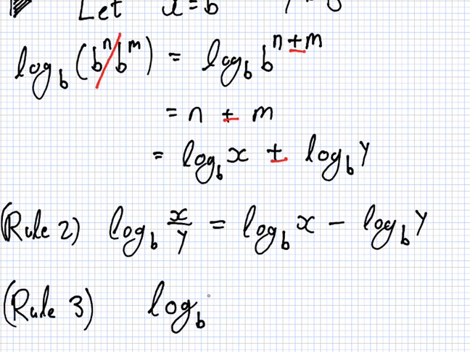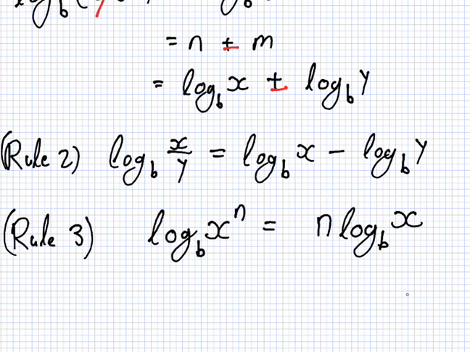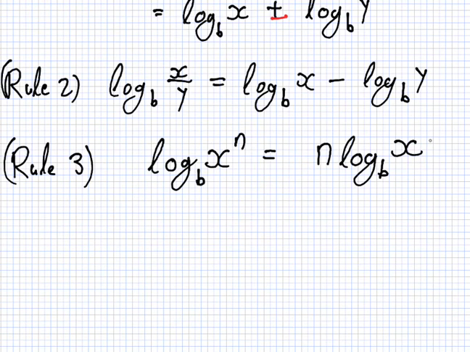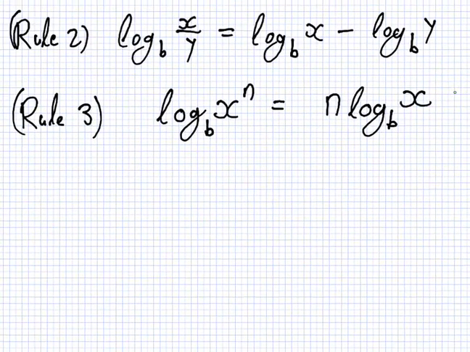Log base b of x power n equals n log base b x. In other words, you're allowed to take powers down in the front for log. Okay, so let's have a look at the proof here for this one.